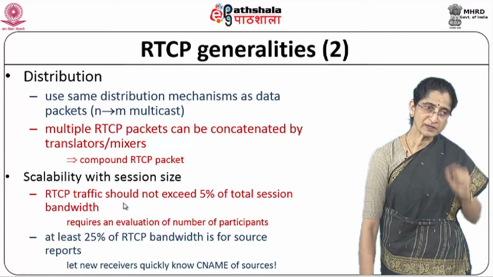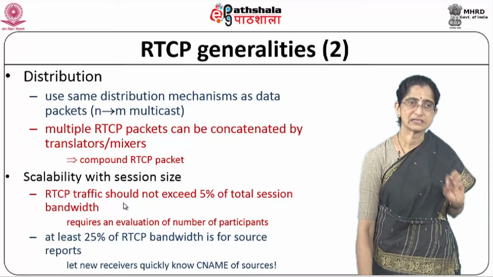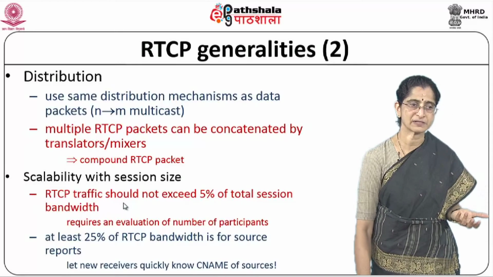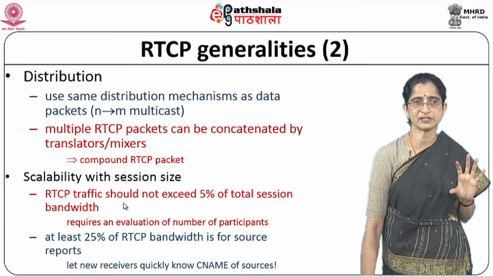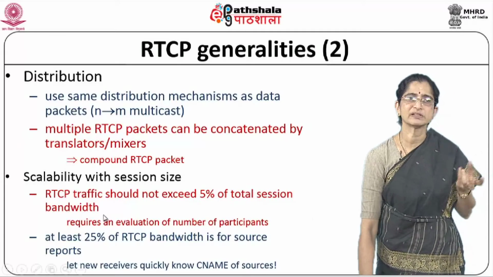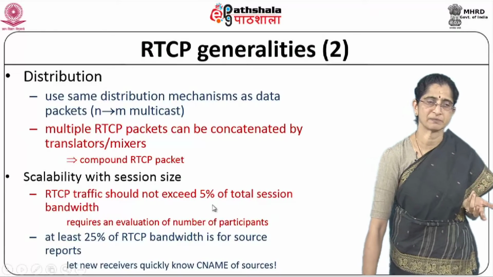So, you have to make sure that whatever the session size, however many participants there are, the RTCP traffic will not exceed a certain percentage of the total session bandwidth. Normally that is fixed at about 5% of the total session bandwidth.